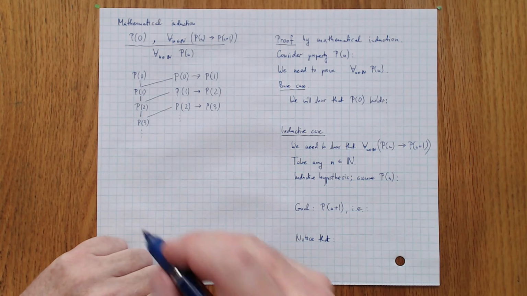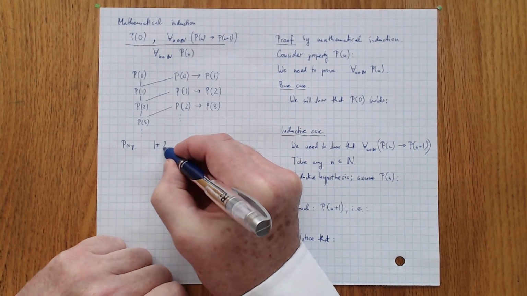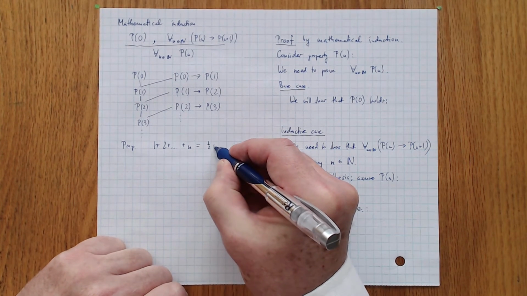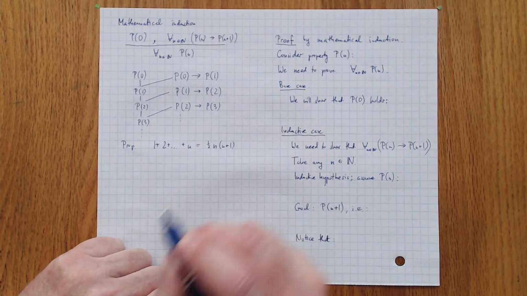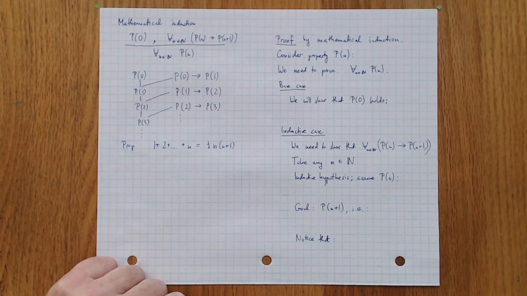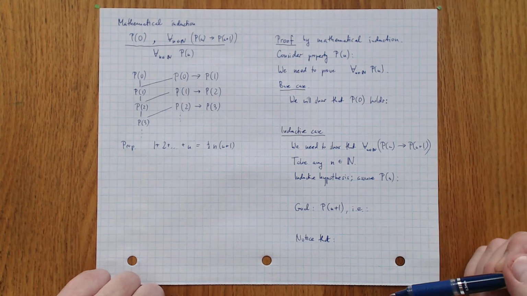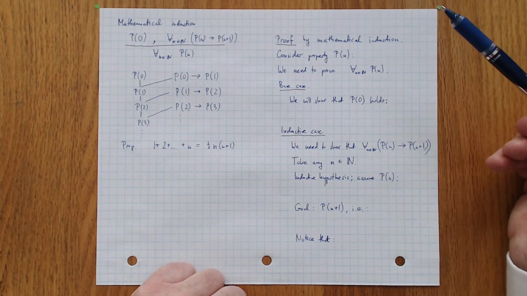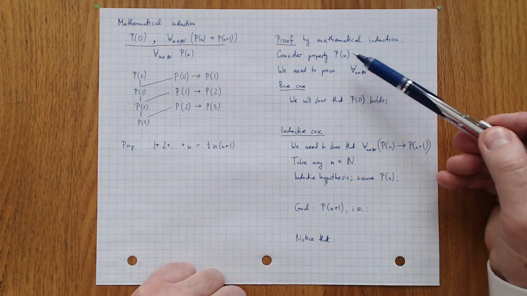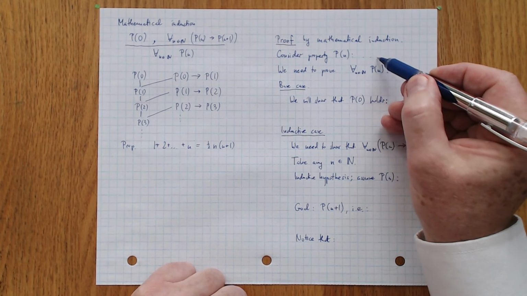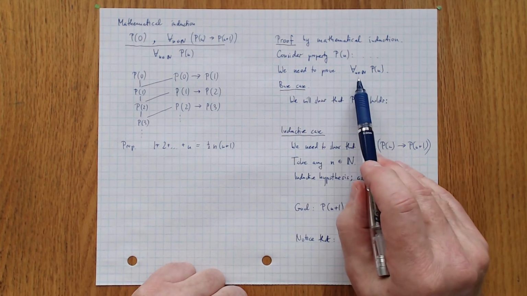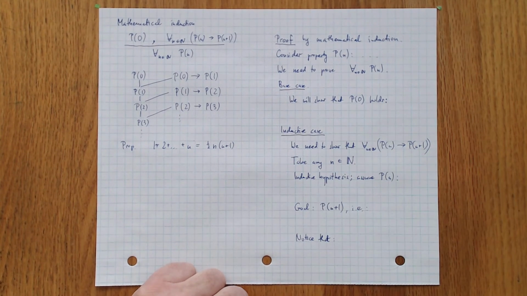We are going to prove that 1 plus 2 and so on plus n equals 1/2 times n times n plus 1. Proofs by mathematical induction have one standard form. I have prepared an outline right here. Let's go through the outline first. We'll say proof by mathematical induction. Consider property p of n, and we still need to specify what property we are considering. We need to prove that for every natural number, p of n holds.